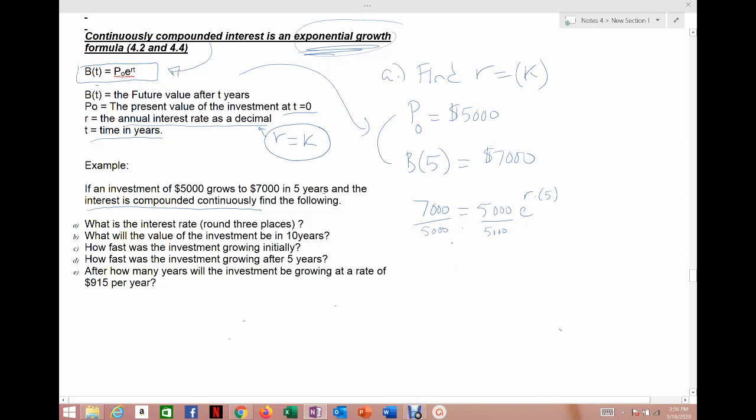And so on this side, I'm going to simplify. I'm going to leave it 7. The zeros cancel out, and I'm left with 7 divided by 5. I'll leave that exact, no rounding. Over here, I'm left with e raised to the r times 5.